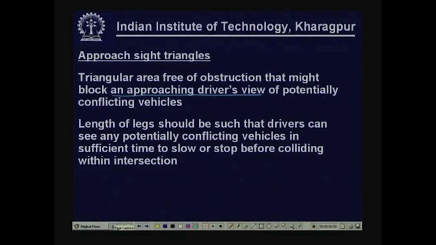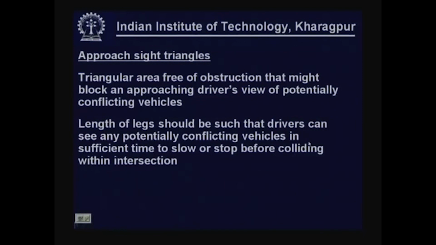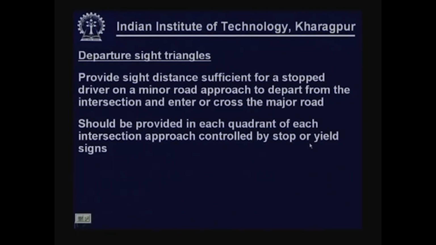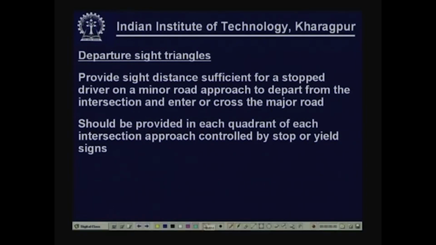For departure side triangle, it is the same concept, but here it is to provide side distance sufficient for a stopped driver on a minor road approach to depart from the intersection and enter or cross the major road. So, approach side triangle is for moving vehicles, departure side triangle is for stopped vehicles.